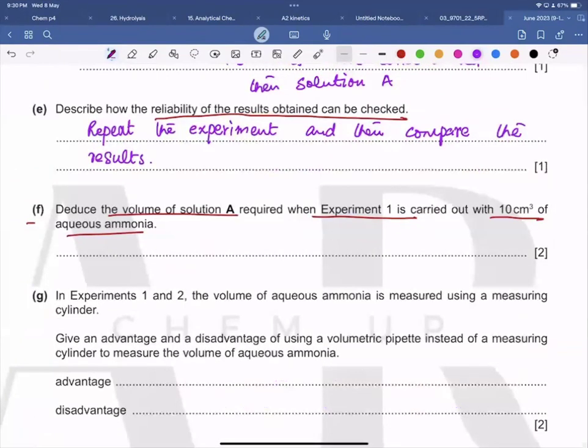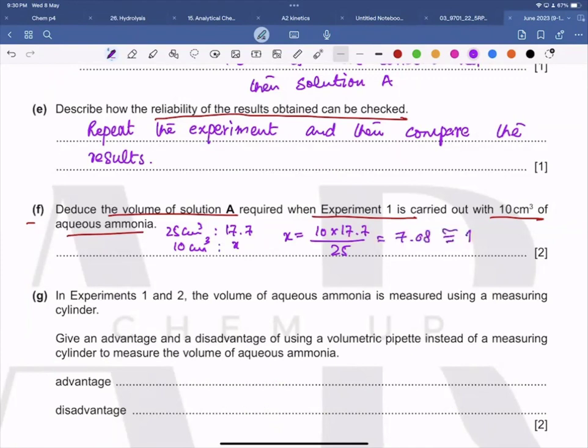So you can round it off to 7.1. We did the working that for 25 centimeter cube, 17.7 has been used. For 10 centimeter cube, X. So X is 10 times 17.7 over 25. It gives me 7.08, which is rounded off to 7.1. Yeah, it's necessary. Do show your working.